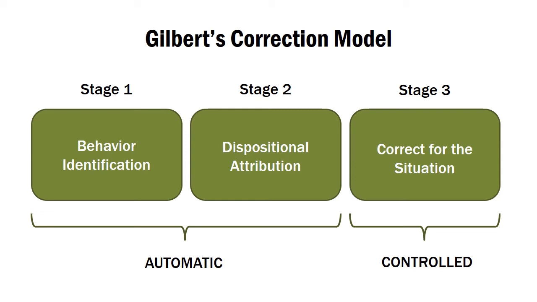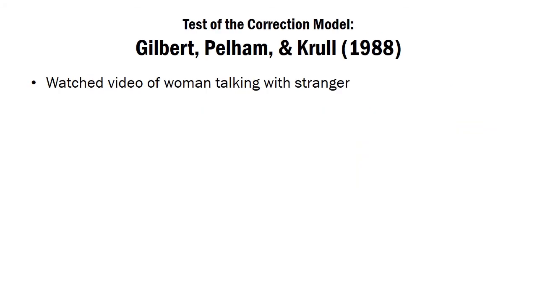And the critical component here is that stages 1 and 2 happen automatically, and stage 3 requires extra time to think. So the idea here is that people will automatically make a dispositional attribution. They'll automatically go, it's something about the person. And only if they have extra ability or motivation to think more about the situation will they revise their answer to reflect situational factors. And one early experiment that demonstrated this 3-stage model is this paper by Gilbert, Pelham, and Krull in the late 1980s.